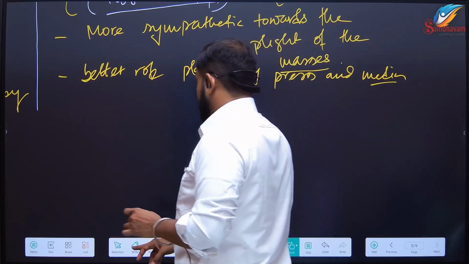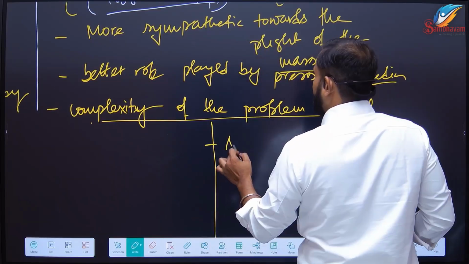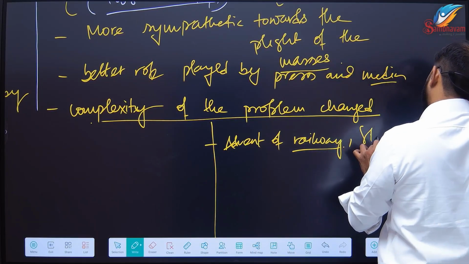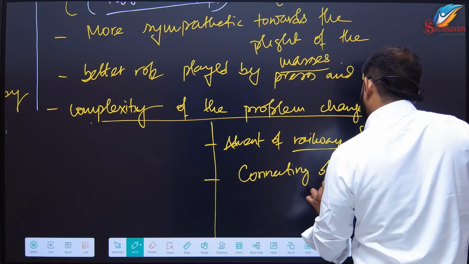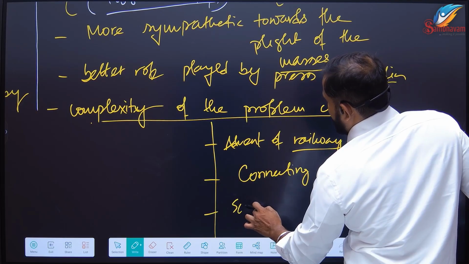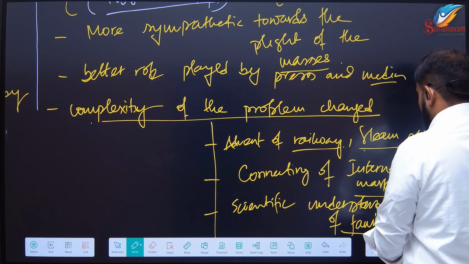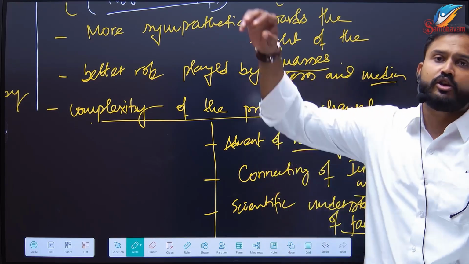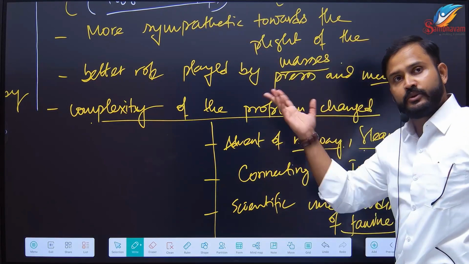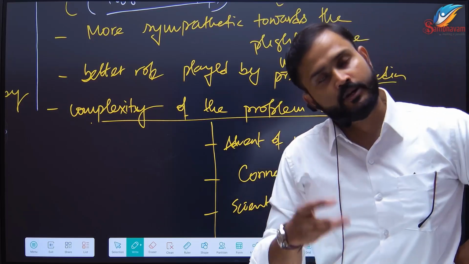Also, the complexity of the problem changed because of the advent of railways, steamships, connecting of international markets, scientific understanding of famine. Basically, when we say scientific understanding of famine, we understand about Malthusian economics. It does not mean that during crown rule famines did not happen. It also happened there.